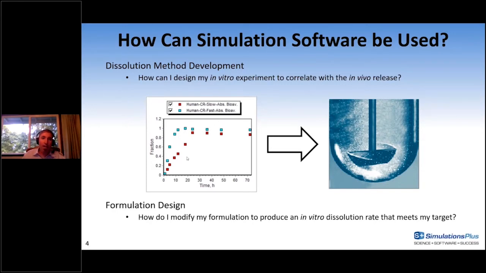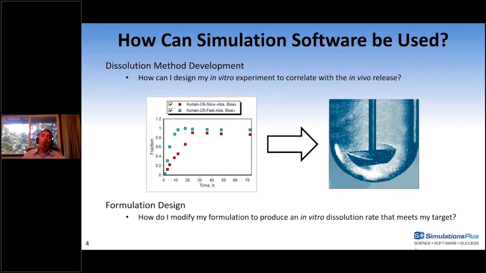So how might I tweak the buffer parameters, the pH of my experiment? Maybe I need to make it a biorelevant media or whatnot. How can I get those to match up accordingly? And then you could also use it for formulation design. How do I modify the formulation ingredients to produce a desired in vitro dissolution rate that meets my target? And you can further specify how that target dissolution rate is going to behave in vivo with the combination of GastroPlus using the IVIVC module.